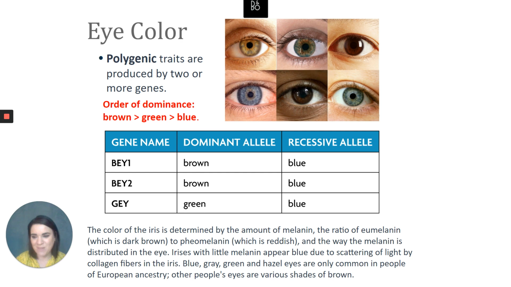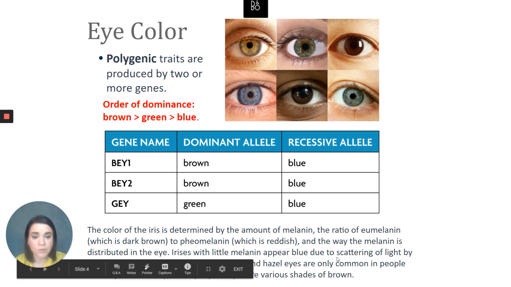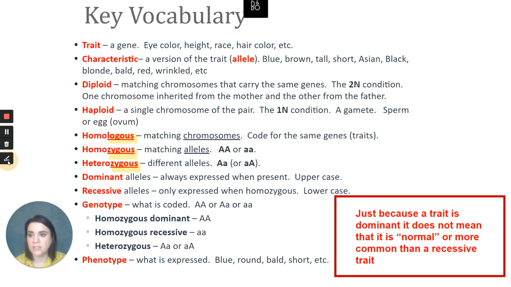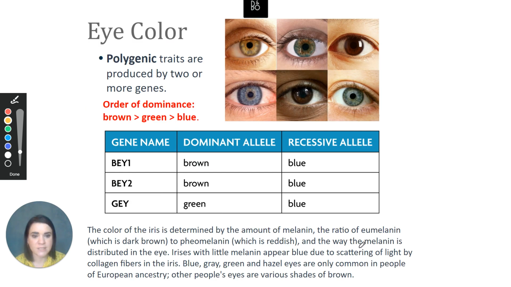It has to do, again, with that melanin. We talked about melanin with albinism. So it's a ratio of the melanin in your eyes. And in blue eyes, you can see here, let me use my drawing tool. Okay. Down here, scattering of light.